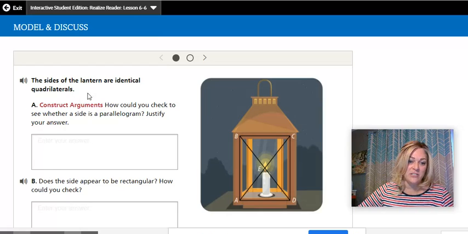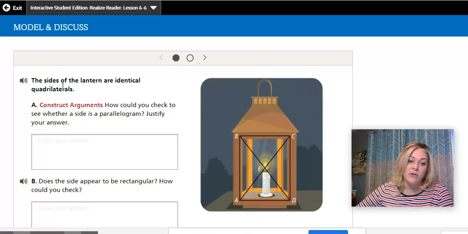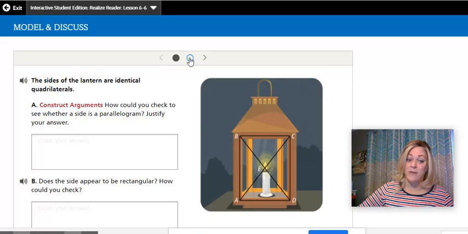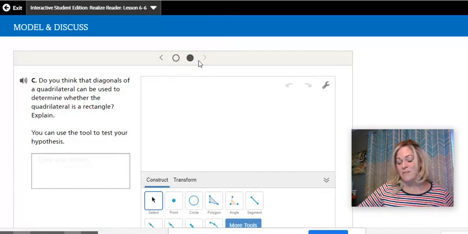It says the sides of a lantern are identical quadrilaterals. So each of the 4 sides is the same. How could you check to see whether a side is a parallelogram? Think of the properties of parallelograms and write those things down. What would you be checking? Does the side appear to be a rectangle? How could you check it? So then you have to think of properties of a rectangle to determine what it might be.